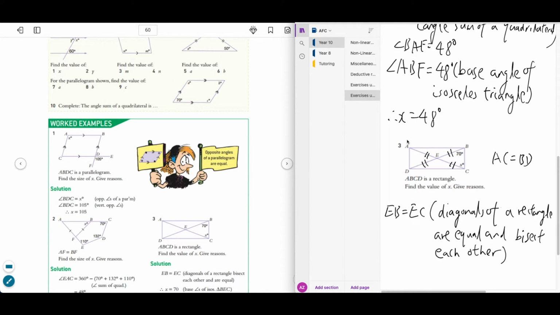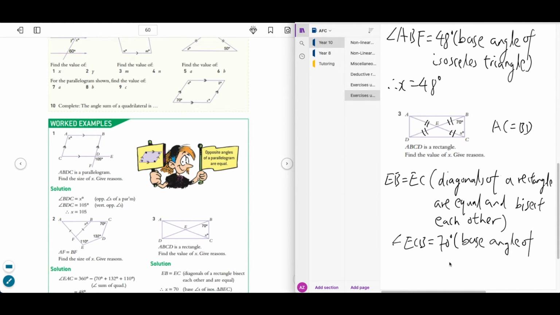So once we've shown that EB is equal to EC, then we can say, therefore, the angle ECB is equal to 70 degrees, base angle of isosceles triangle. And then we can say, therefore, x is 70 degrees, right? So make sure you remember this reasoning, because in the exercise, it's going to come up again. And make sure you understand.